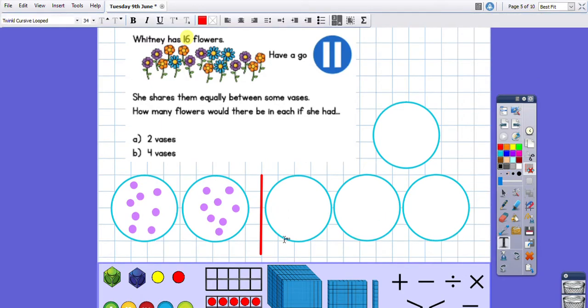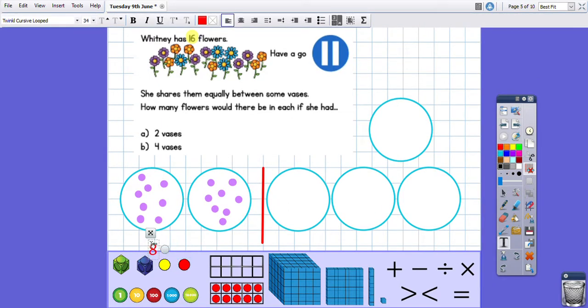So there are 8 flowers in this vase, and just to double check we need to count both to make sure we've shared equally. 1, 2, 3, 4, 5, 6, 7, 8. So if Whitney, not 78, Miss French, 8. If Whitney shared her flowers between 2 vases, there would be 8 in each.